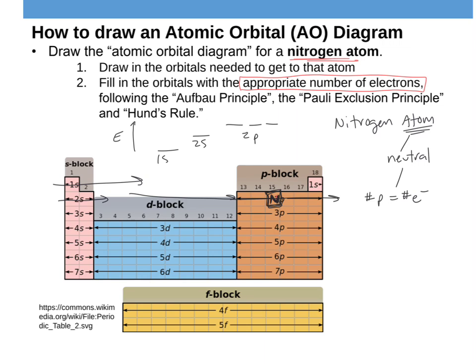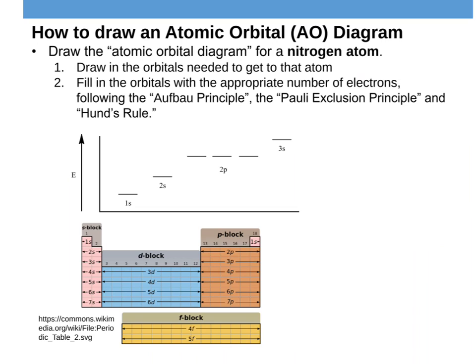So for nitrogen, since it is number 7, it has 7 protons, which means therefore we have 7 electrons. So I need to put 7 electrons into these orbitals somehow. And the rules for how I put them in are called the Aufbau Principle, the Pauli Exclusion Principle, and Hund's rule. Those are the rules that we're going to follow. So I'm going to walk through each of those rules with you.